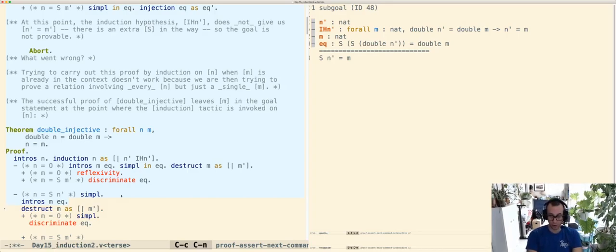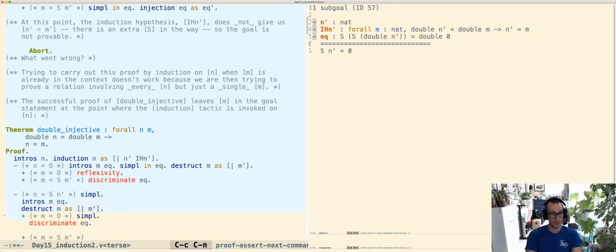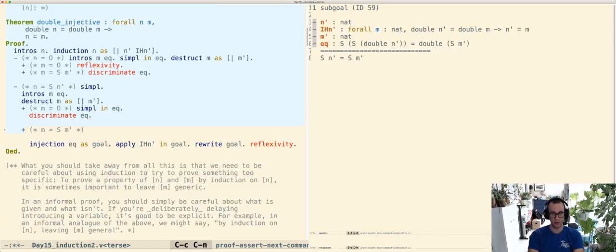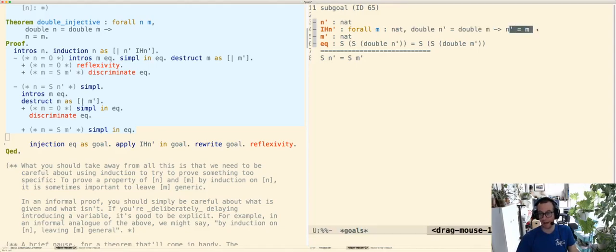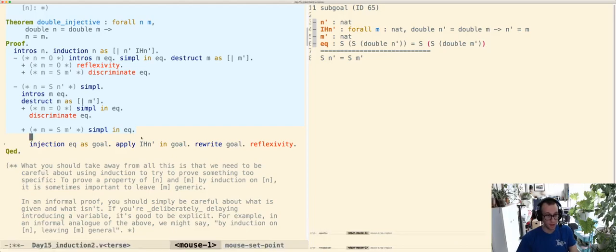Okay, so now let's go through with our original plan. We'll go by cases on m. The case where m is equal to 0, we get the same issue that we saw before. Okay, now let's look at what we got. Simplify our equality. So let's see what we have. Our IH says for any m, if double n prime equals double m, then n prime is equal to that m, whatever m we chose. Our equality eq says successor of double n prime is equal to successor of double m prime. So injection will strip away those two matched pairs of successors.